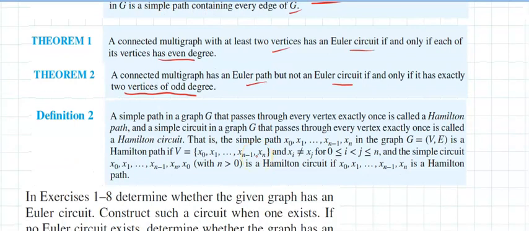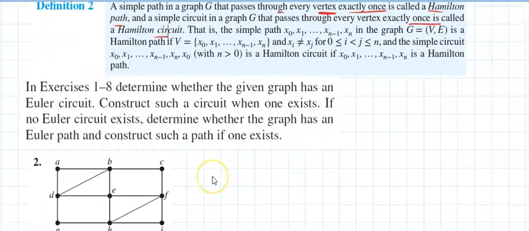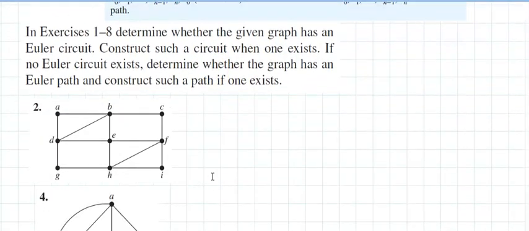A simple path of G that passes through every vertex exactly once is called a Hamilton path. And a simple circuit in a graph that passes through every vertex exactly once is called a Hamilton circuit. Again, a circuit begins and ends at the same point. That's the difference between a circuit and a path. A path is just going over every edge once. A circuit goes over every edge once, but begins and ends at the same point.